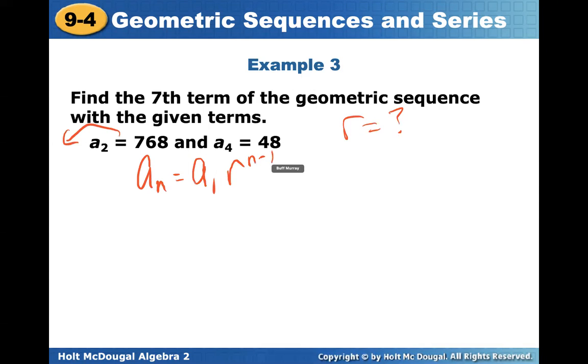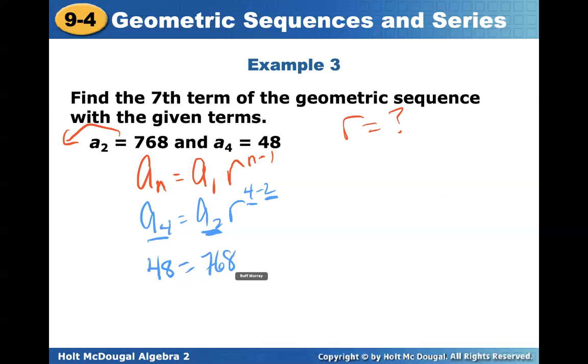Now, we're going to use this in a little bit different way. I might say the fourth term would be the second term times the ratio to the 4 minus 2 power. Did we kind of do this with arithmetic also? Yeah. Okay. So we know the second term and we know the fourth term. If I plug those values in, I'm just going to have to do a little math to find my ratio. So 48 is going to be 768 R squared.